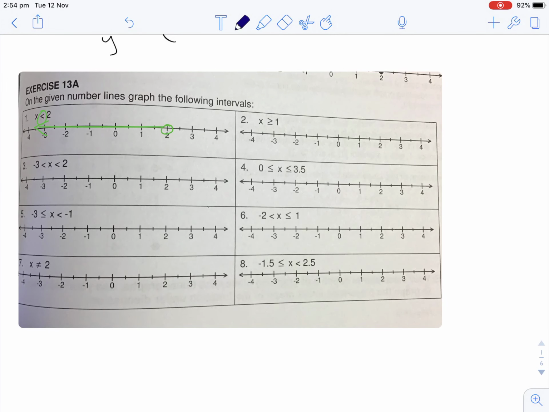If I did number 2, it says that x is greater than or equal to 1. So because I've got the greater than or equal to, I'm going to use the closed symbol, and that's going to start at 1.